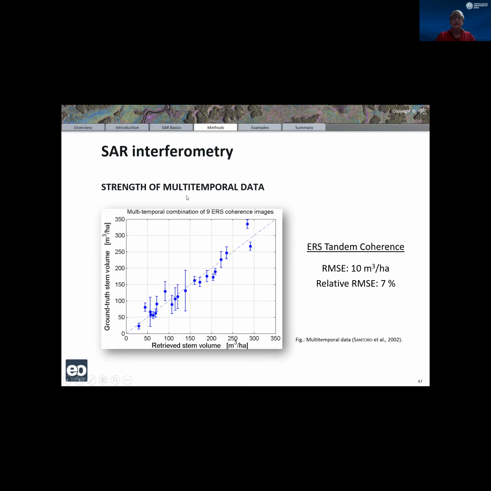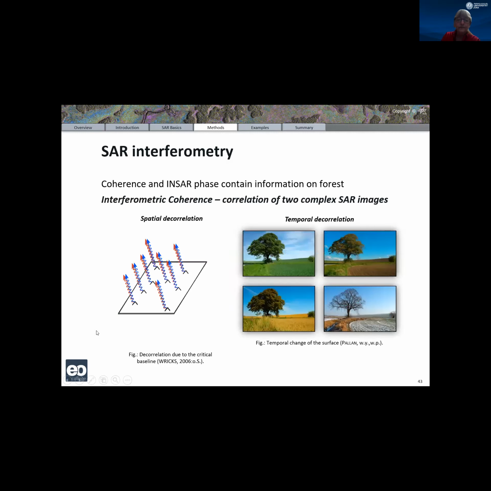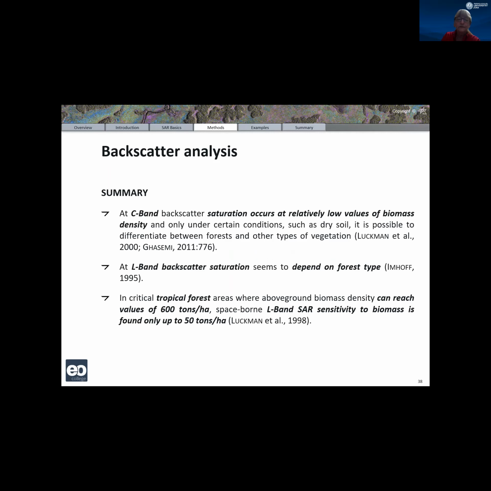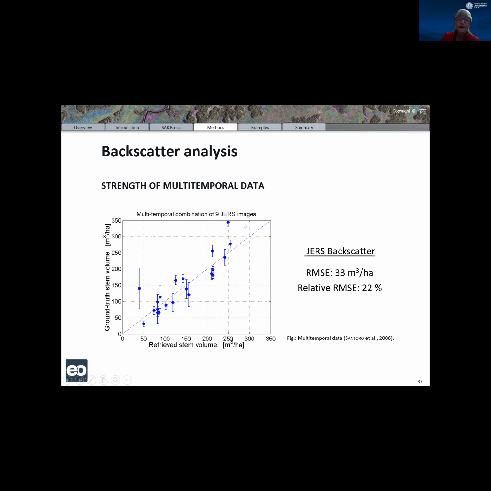Yeah, strength of multi-temporal data. Remember the earlier graph that I showed you was 9 JERS backscatter images used to retrieve stem volume versus the ground truth stem volume. Here we had 9 JERS L-band images that have been used in a water cloud model to retrieve stem volume, and this was the relation to the in situ data, so the forest inventory. Looks good. It goes up to 150 cubic meters per hectare. Root mean square error, 33 cubic meters and 22%.